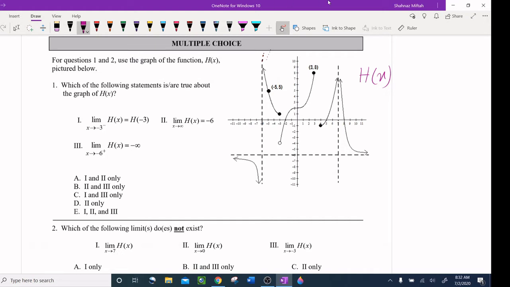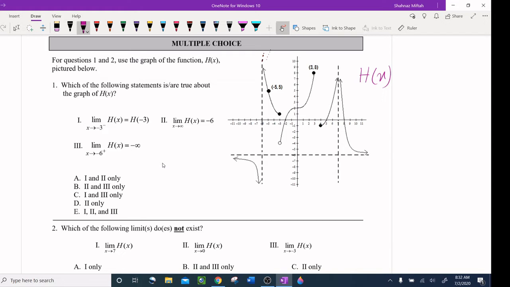For questions 1 and 2, use the graph of function h of x pictured below. So this is my graph h of x. Which of the following statements is true about the graph of h of x? We're going to go through statements 1, 2, and 3 and see which one is true. So let's start with that one.